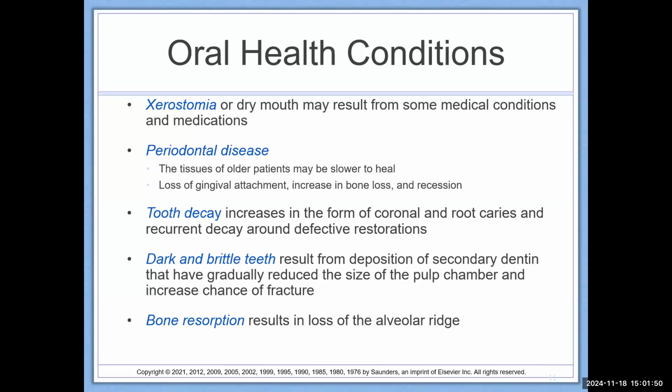And then if you remember, we did talk earlier in the course about periodontal disease. In periodontal disease, the tissues of older patients may be slower to heal. There's a loss of gingival attachment. Those gums are not as firm with the teeth that they attach to. There's an increase in bone loss, and there's also recession.